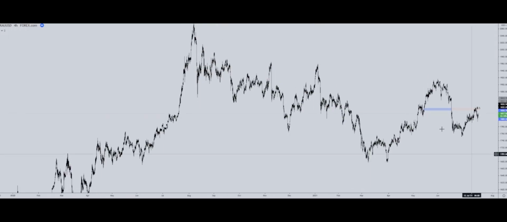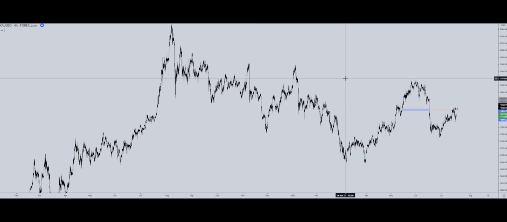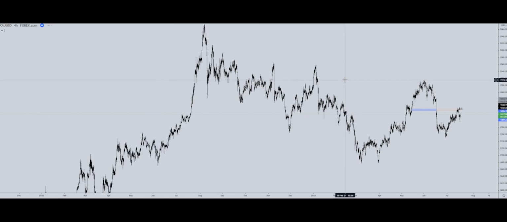Now, if we just look at gold, I'm going to recap it in terms of Wyckoff distribution. I'm going to show you my exact entry and why I entered everything I did.